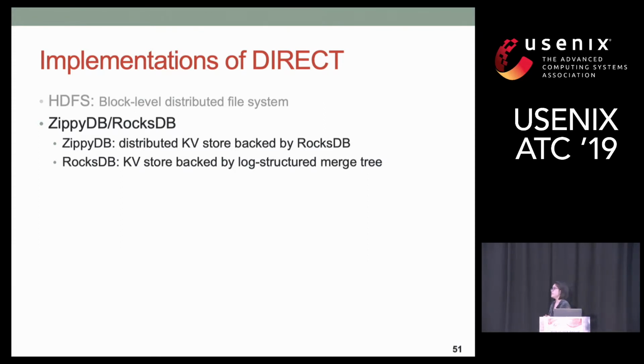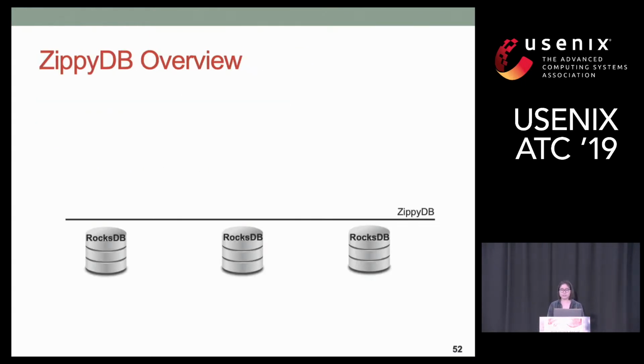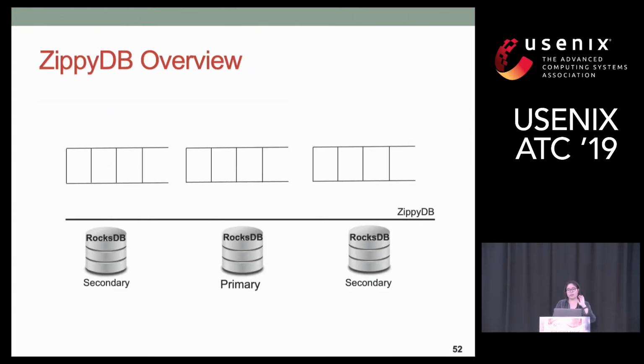ZippyDB is a distributed key value store in use at Facebook, and it's backed by RocksDB. So here's a quick overview. Each instance in Zippy has a primary and a number of secondaries, and each of these, again, are backed by RocksDB, which is the local data store. Writes come into the Paxos log. Zippy is basically a shim layer of a Paxos log on top of Rocks. Write requests come into the primary, this gets replicated to the secondaries, and then eventually each of the individual replicas will pull these write requests off the log and update their own state. So this is pretty straightforward SMR.